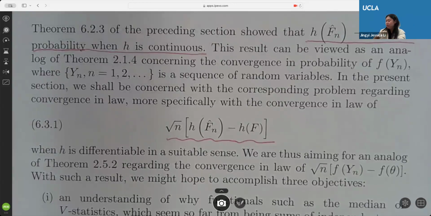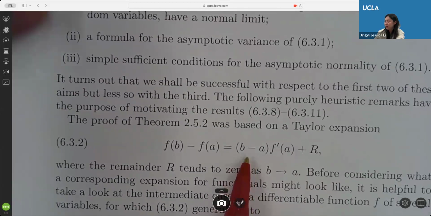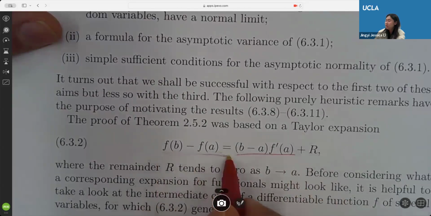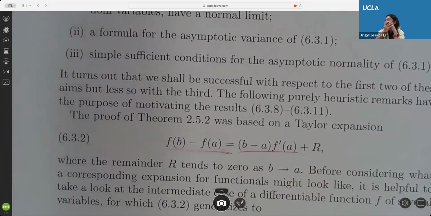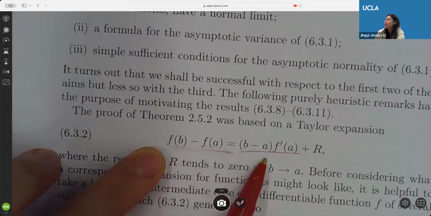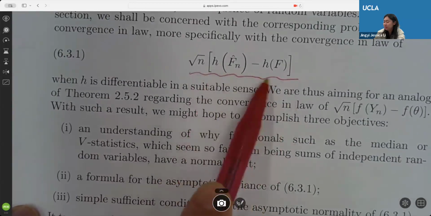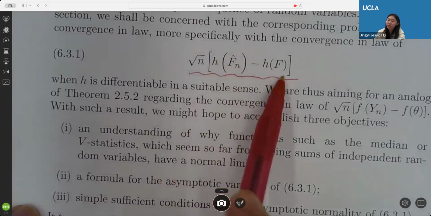But to derive that result, remember the proof is essentially based on Taylor expansion, right? You're basically getting a linear term here to approximate this difference. And because the linear term doesn't transform the distribution, Gaussian is still Gaussian. That's the reason, okay? So here we need to do something like Taylor expansion for a functional to expand this thing. And we need to create something like the difference between the two CDFs, okay?